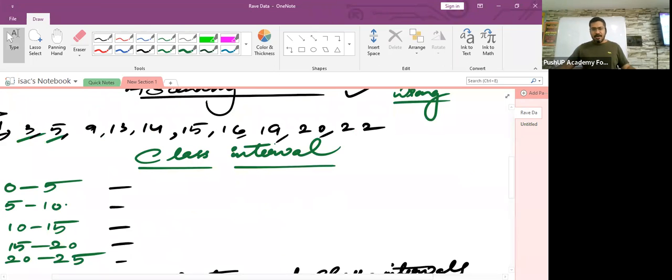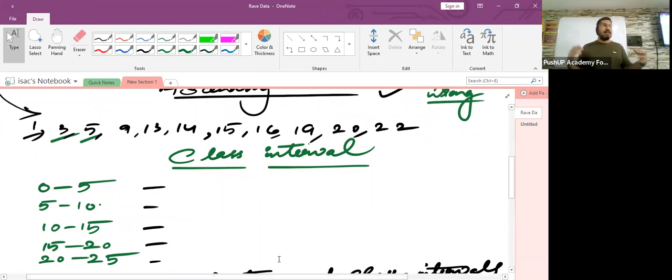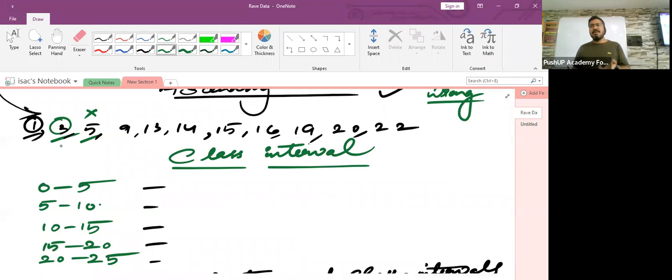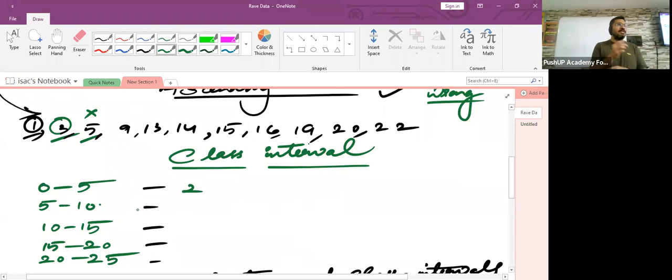Now, using whatever statements I made, I will scroll up and repeat the question. Can you tell me how many students have scored in the class interval 0 to 5? Only 2. Why? Because there is one student who scored 1 mark, another student who scored 3 marks, and another student who scored 5 marks. But as I mentioned a while ago, will the number 5 be considered for counting in the first class interval? No, children, it will not be counted. So there are only two students coming in the class interval 0 to 5.